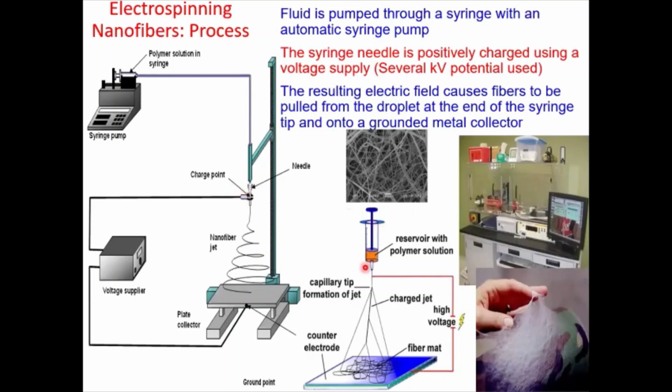This is a syringe, and the needle of the syringe is attached to one end of the power supply, and there is a collector. Usually, it will be a plate collector or a drum collector, right? Both of the cases, right? You connect the collector to the other end of the power supply.